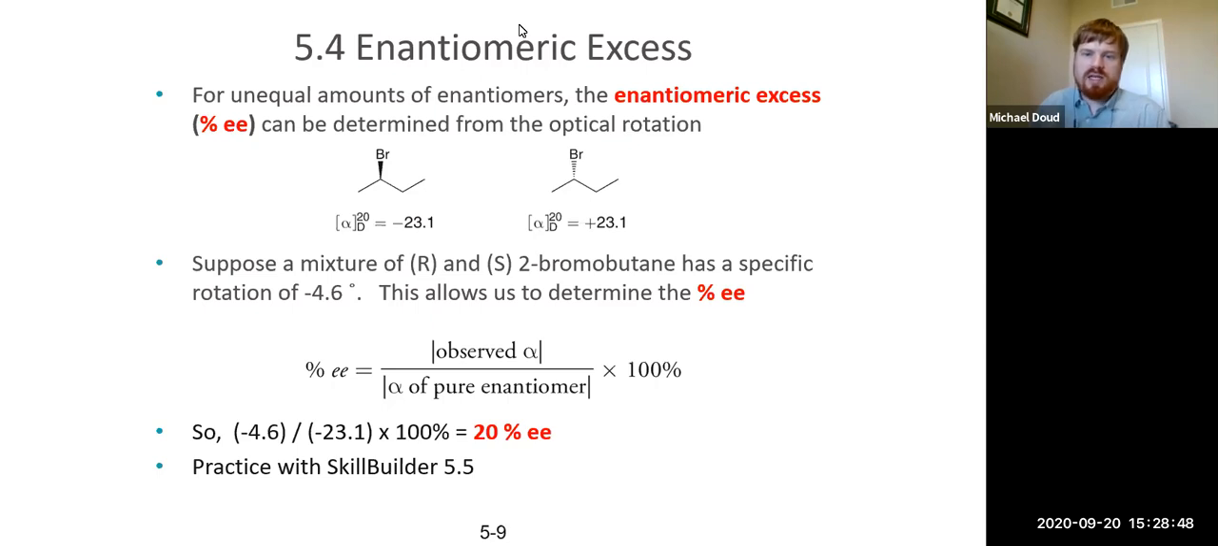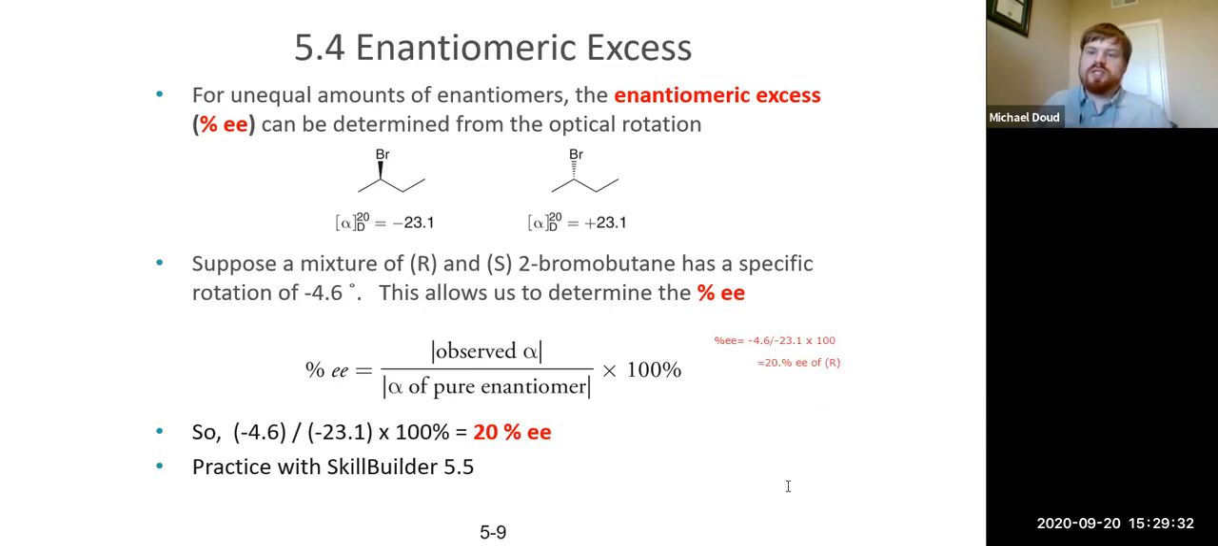So let's go ahead and add some text here. So the percent enantiomeric excess is going to be equal to the observed alpha, that's negative 4.6 degrees, divided by the alpha of the pure enantiomer, the optical activity, that's negative 23.1. And then it's a percent, so it's times 100. So it's going to look like that. We go ahead and do the math here, and we get 20% enantiomeric excess. And in particular, what we're saying is we have 20% enantiomeric excess of the R enantiomers.